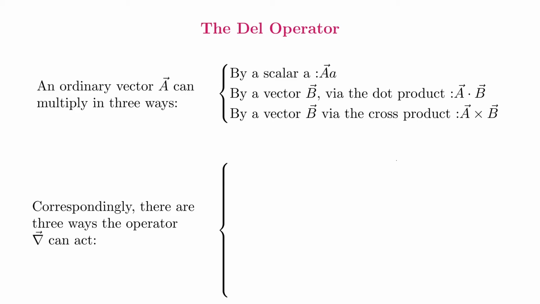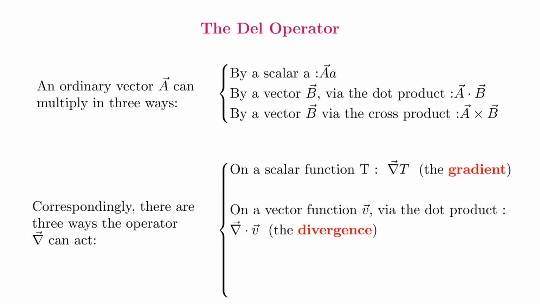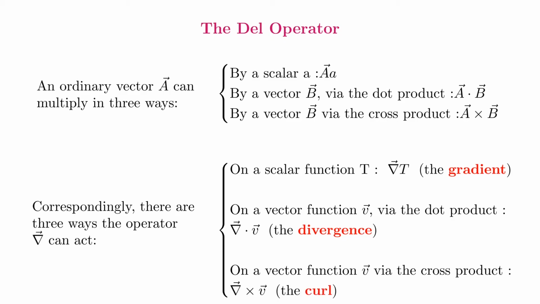And correspondingly, there are three ways the operator del can act. If it acts on a scalar function T, then it is known as a gradient. If the operator del acts on a vector function v via the dot product, del dot v, then this operation is known as divergence. If it acts on a vector function v via the cross product, then del cross v is known as the curl. We have already discussed the gradient, and in the following sections we'll discuss the divergence and the curl.